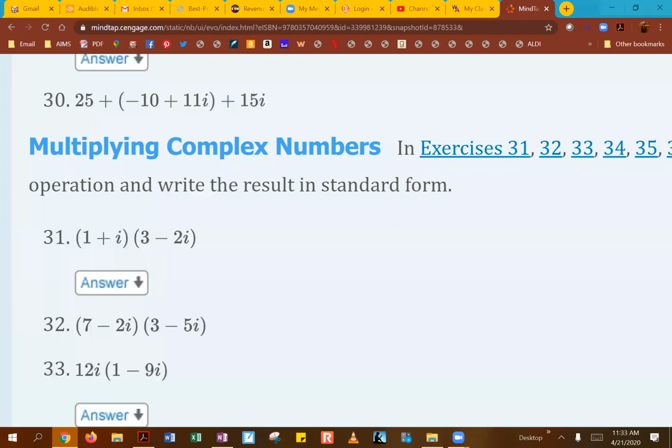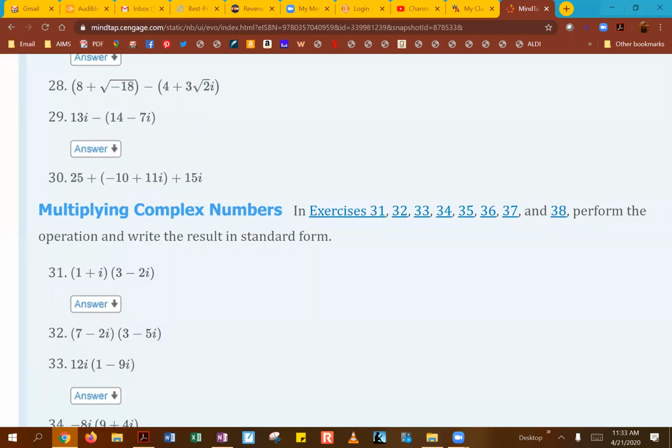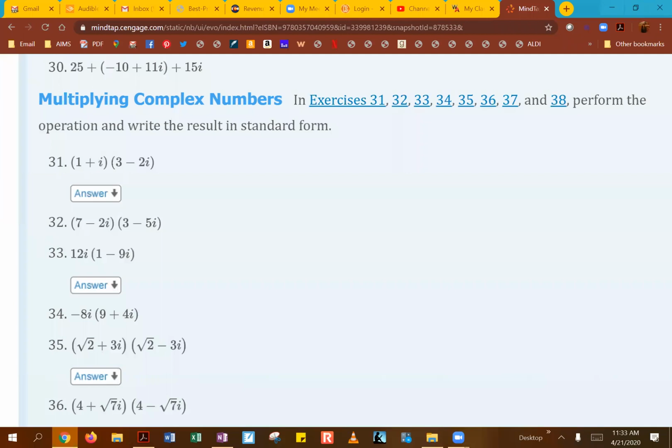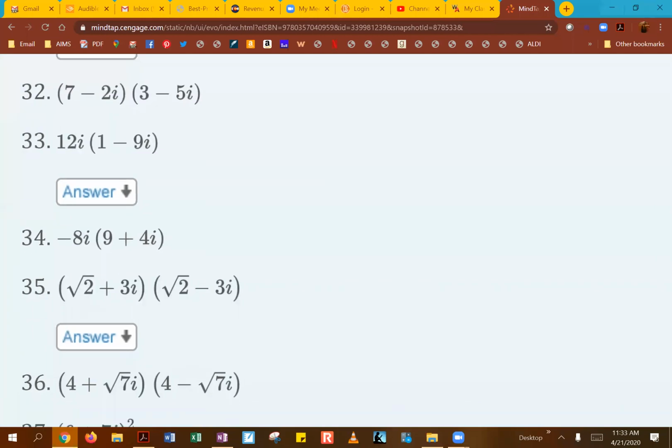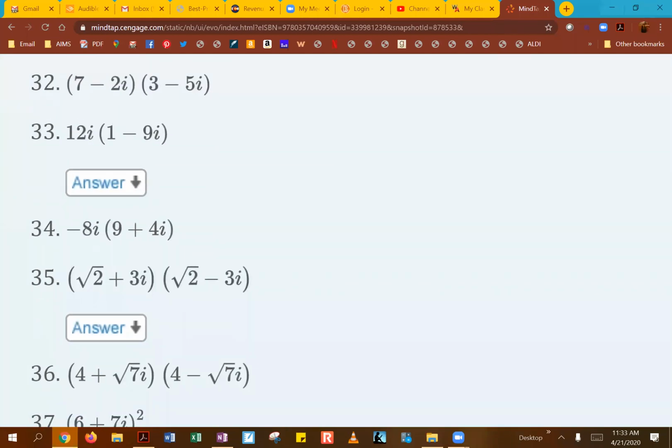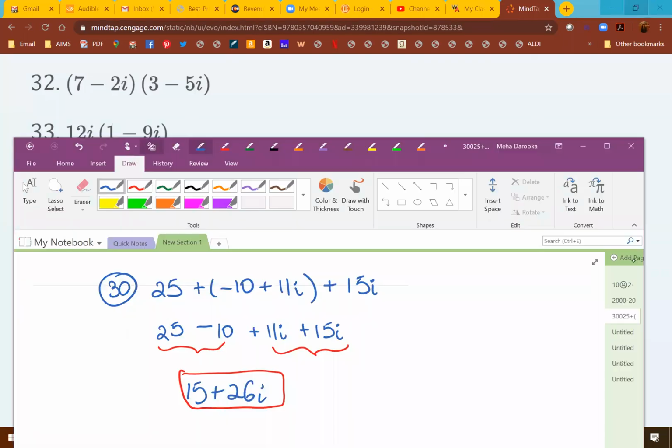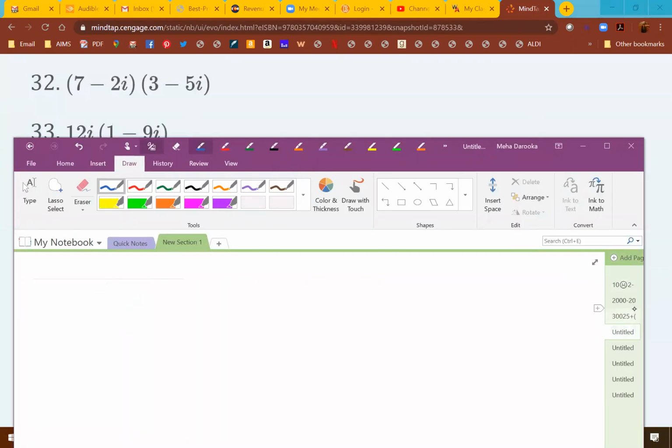Let's look at what it's asking us to do here. Same thing, perform the operation and write the result in standard form. So we're looking at number 32 here. This one, of course, is multiplication, right? So let's see, number 32. This is where I was talking about, you know, if you use FOIL, that's probably going to be the most straightforward way of multiplying this.